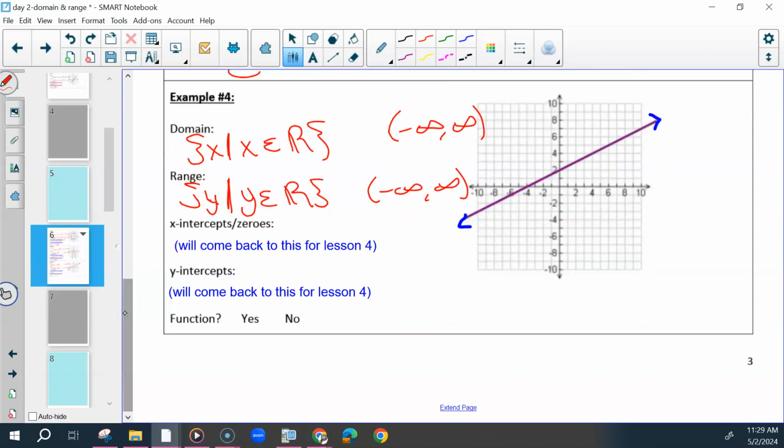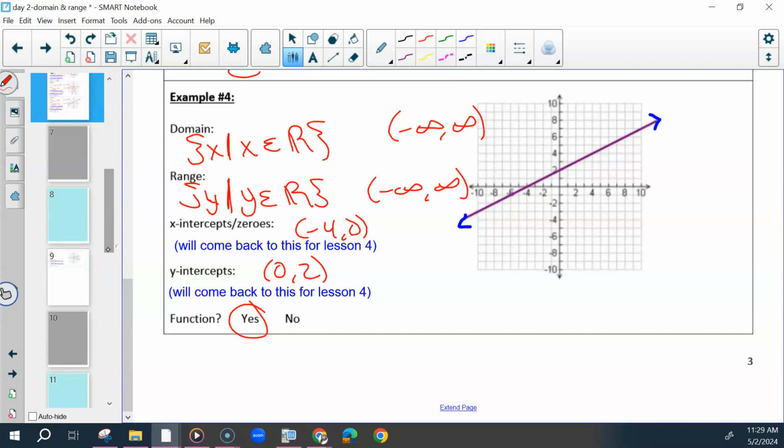X-intercept, or 0. Y-intercept, 0, 2. Is this a function? Yes. All of your linear functions will be functions unless it's a vertical line, because it fails the vertical line test.